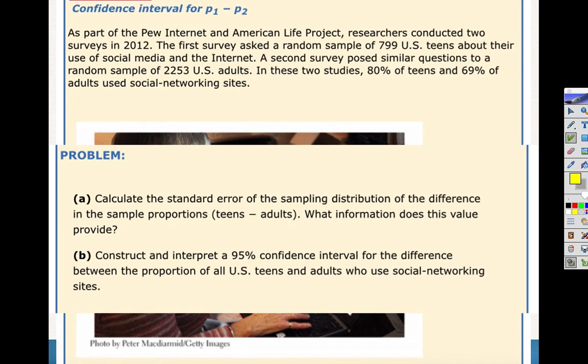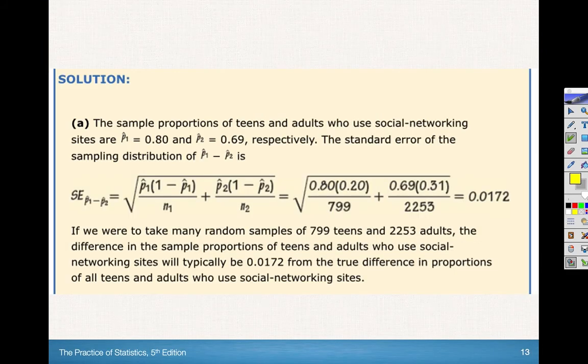The first one wants to make sure you can calculate the standard error of the sampling distribution of teens minus adults. The calculator is going to do this for us, but if you're straight up asked, you do want to know what you're doing. So let's see how all the pieces fall into place. The sample proportion of teens or adults: I had 0.8 for P1, we had 0.69 for P2, and we have our sample sizes of 799 and 2253. The idea here is you plug in your 0.8, 1 minus 0.8 over 799, add it to 0.69, 0.31 over 2253, add them and take the square root.